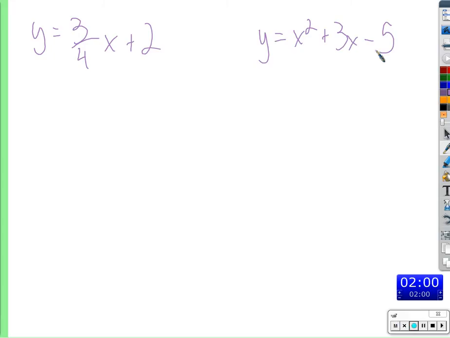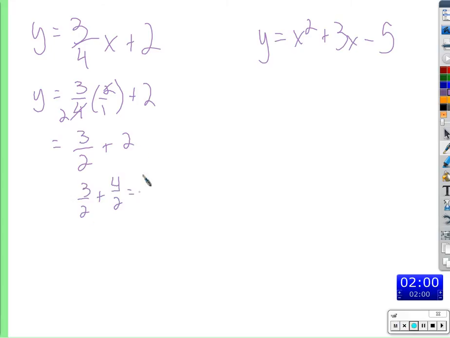Right. So, who plugged something in for x and got something out for y? Plugged in 2 and got 3.5. Okay, 2. Remember if we put it over 1, it's a fraction, and now dealing with fractions is a little easier. Plus 2. Cross-canceling, well, familiar with the cross-canceling? We're going to talk about simplifying fractions first thing today. That's a really important thing. So we got 3 times 1 is 3, or 2 times 1 is 2, plus 2. So we got 3 halves plus 2, that's 3 halves plus 4 halves, that's 7 halves.